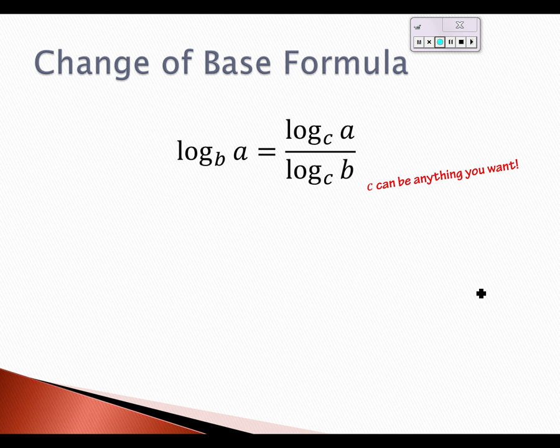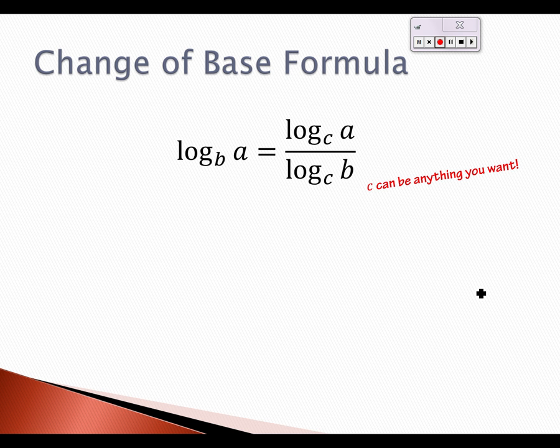Okay. So let's really stare at this and see what it's saying. If we have the log base, whatever we like, b of a, we can rewrite that as the log of a over the log of b. Well, what's the base? Here and here. Well, c, it says over there, is anything we like.